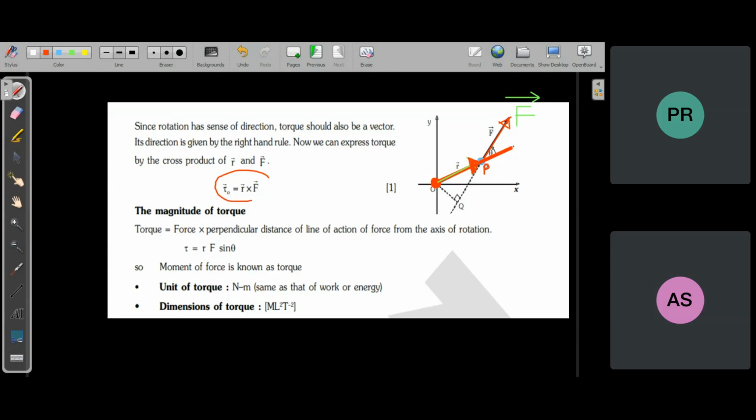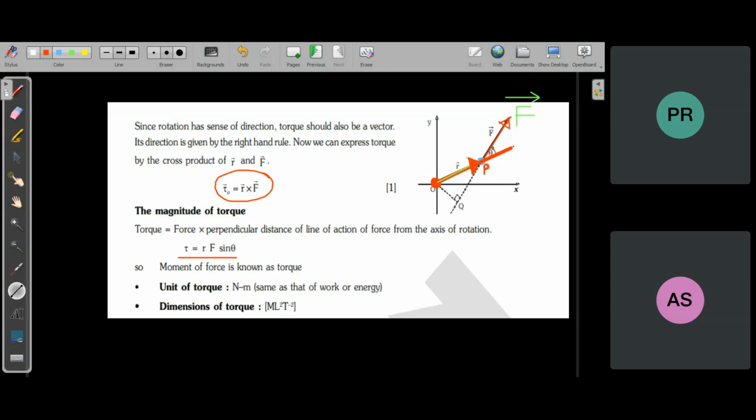Torque is simply r vector cross f vector, cross product of two vectors. Okay, as you know that it is a cross product of two vectors, so its direction will be perpendicular to the plane containing r vector and f vector. Now if you simplify it, you will get rf sine theta. So the magnitude of torque.